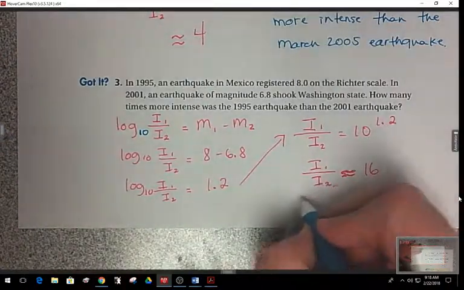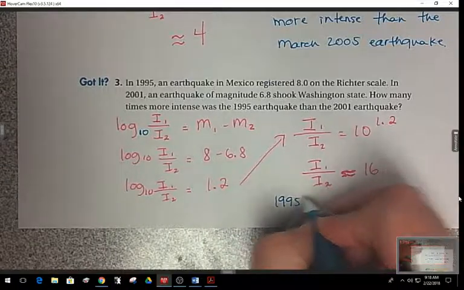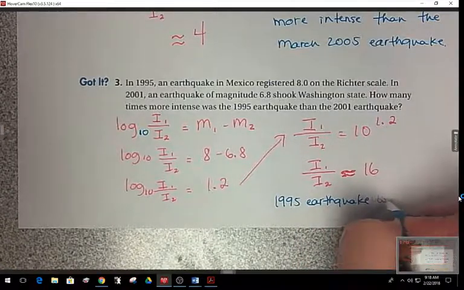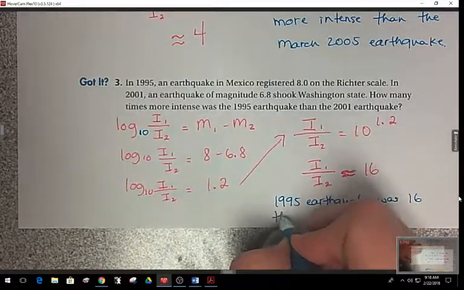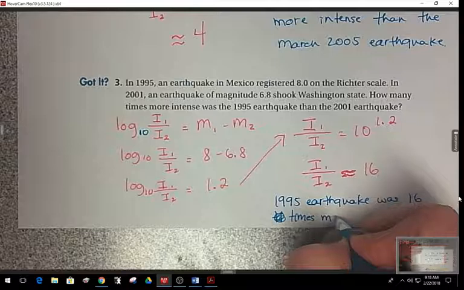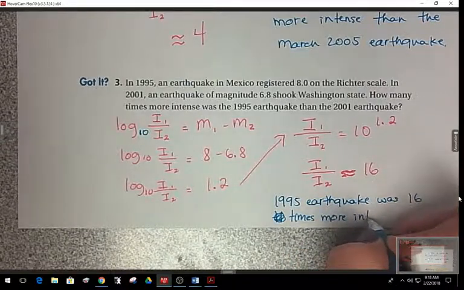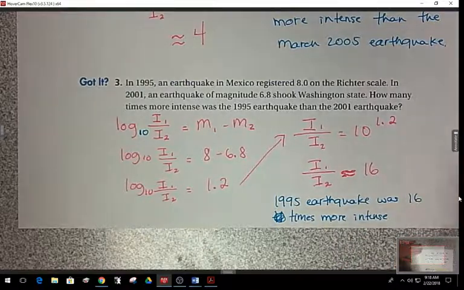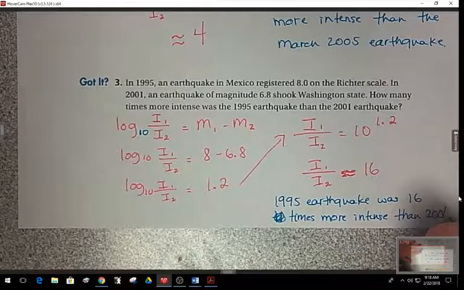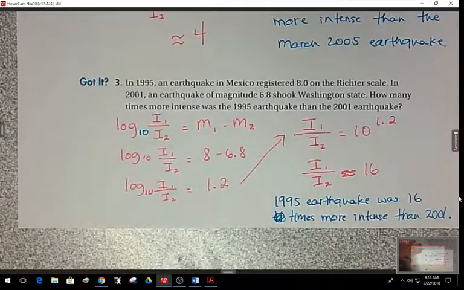So here's what it's telling me. The earthquake in 1995 was 16 times more intense than the 2001. All right, so that brings us to the end of these two examples, and that's video 2 of 3 for section 7.3.